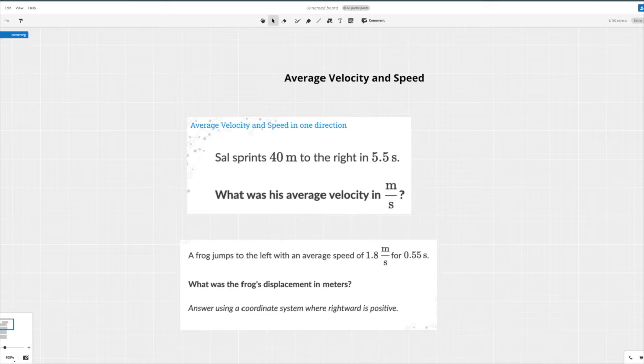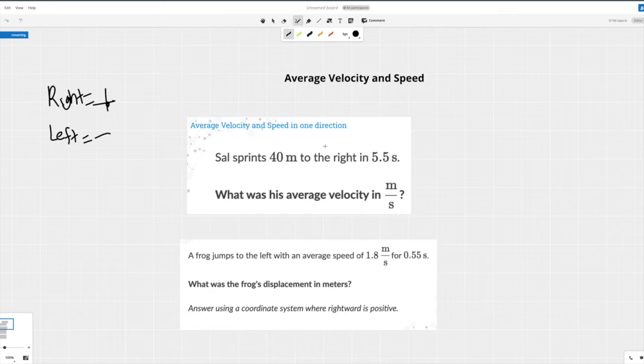Okay, so we have our first question over here. Sal sprints 40 meters to the right in 5.5 seconds. What was his average velocity? So when we talk about velocity, the direction matters. So we're going to assume that right is equal to positive and left is equal to negative.